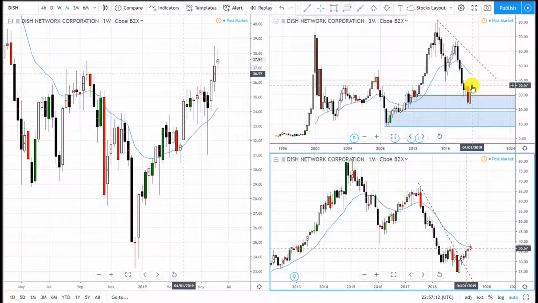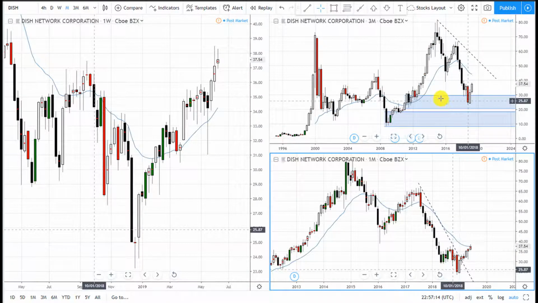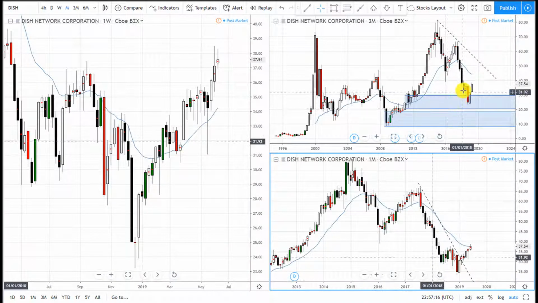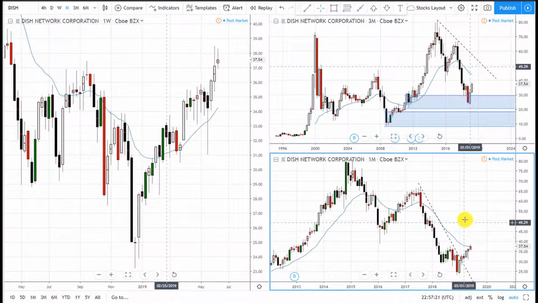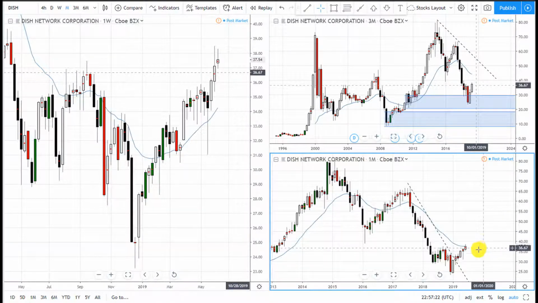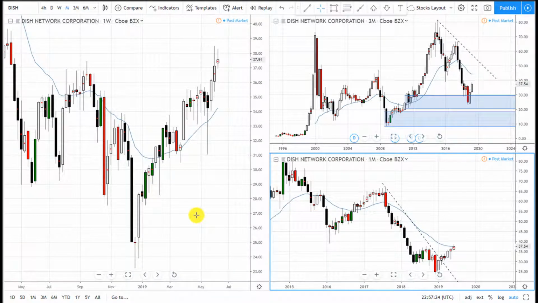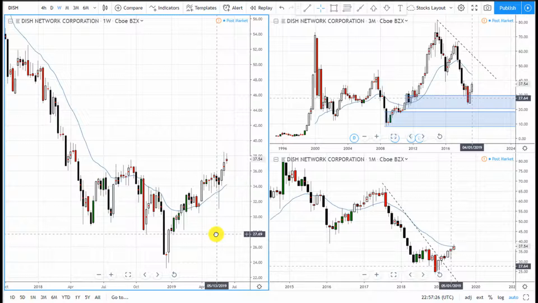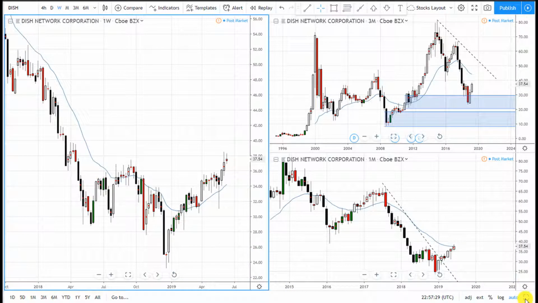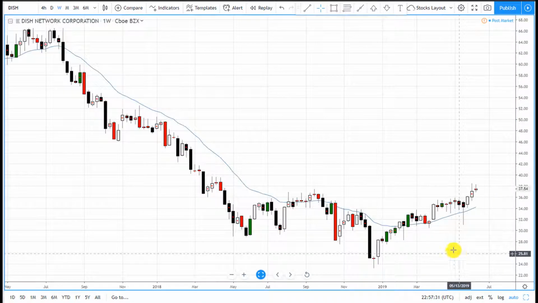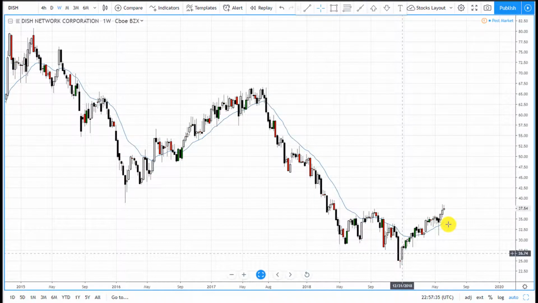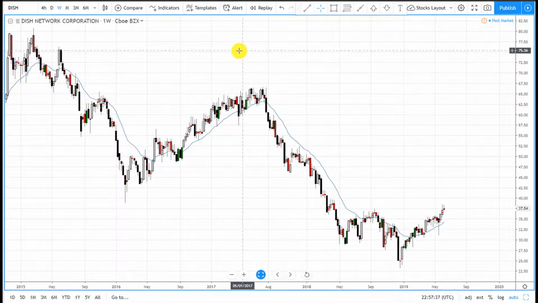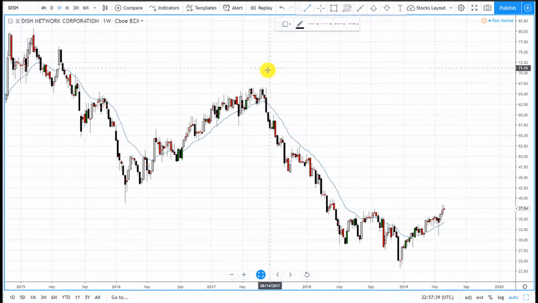So the 3 months is down, but higher time frame demand zones are in control. And the monthly, we see that trend line has been broken. And then the 1 week, we have very poor price action, but obviously the trend line's been broken.